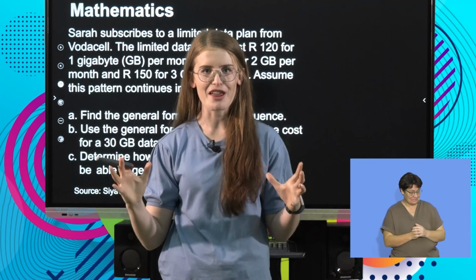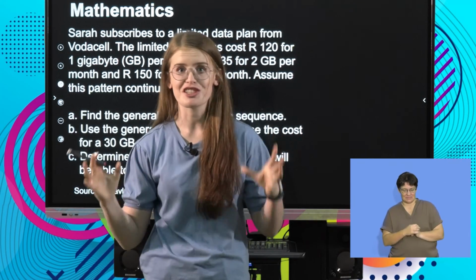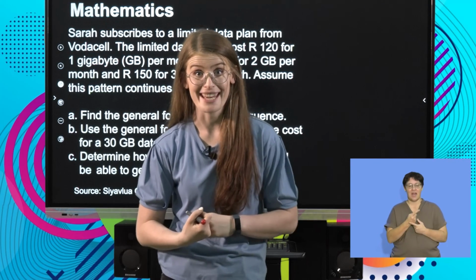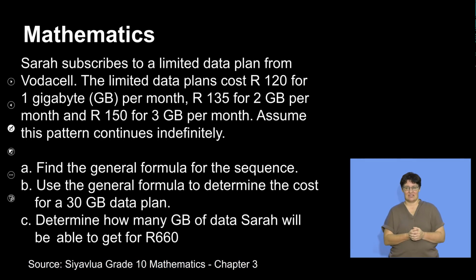We're now going to have a look at another example. Same principles, just a different situation. So please look at the board with me, and we're going to read the example together. We have Sarah who subscribes to a limited data plan from Vodacell. The limited data plans cost 120 Rand for 1 gigabyte per month, 135 Rand for 2 gigabytes per month, and 150 Rand for 3 gigabytes per month. We're going to assume that this pattern continues, so we can already see that we've got a pattern.